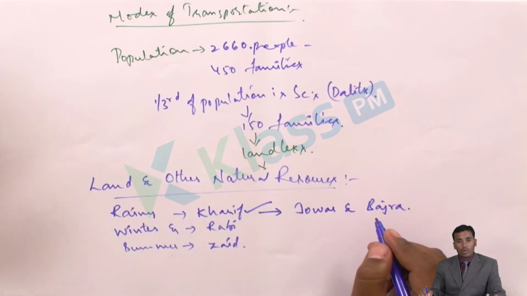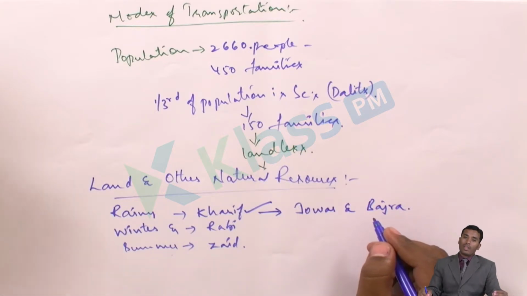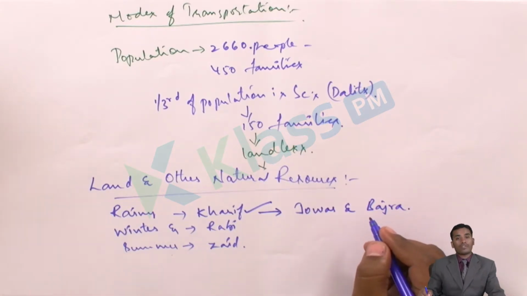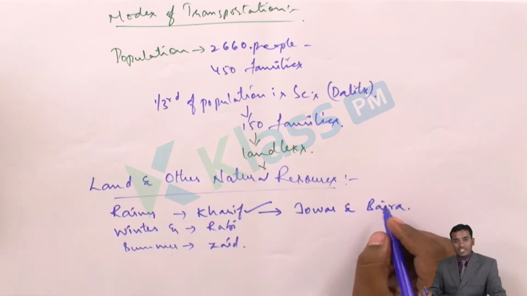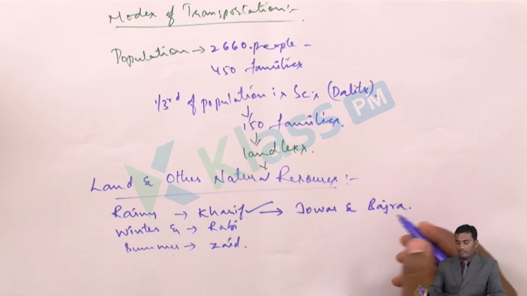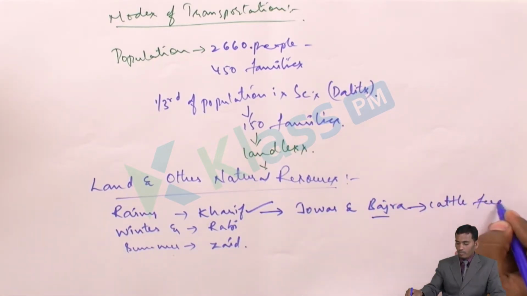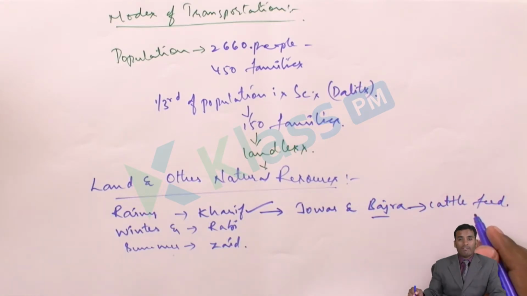Jowar and bajra are the crops which are cultivated in unirrigated areas, the land which does not have any irrigation facilities in Rampur village, and these are used as cattle feed.